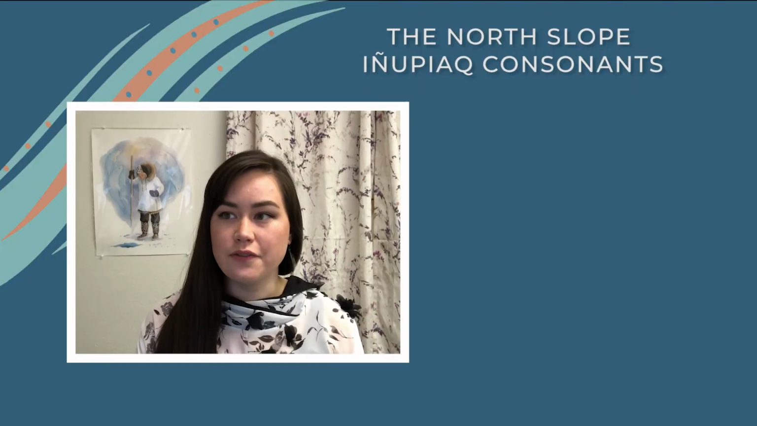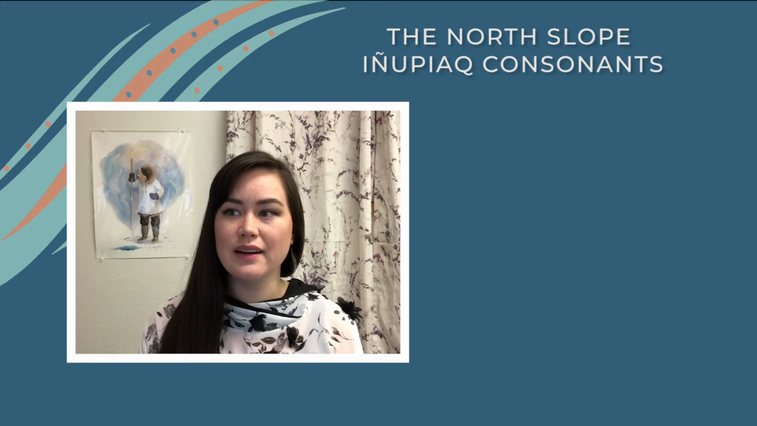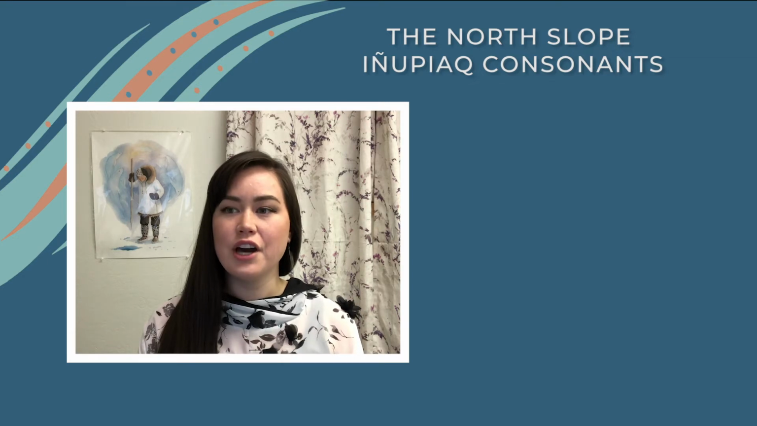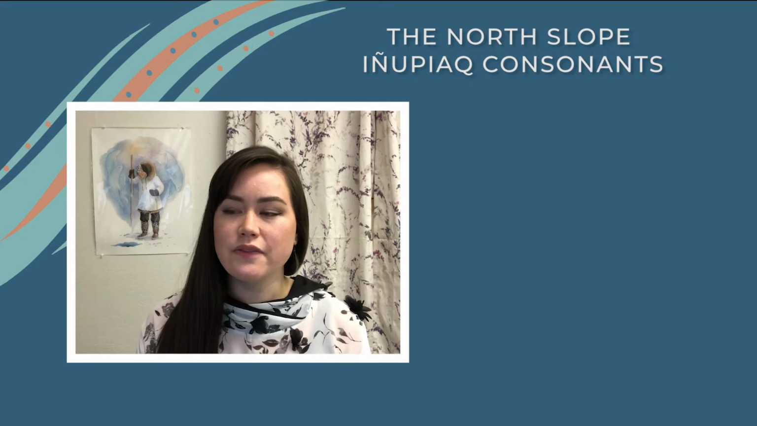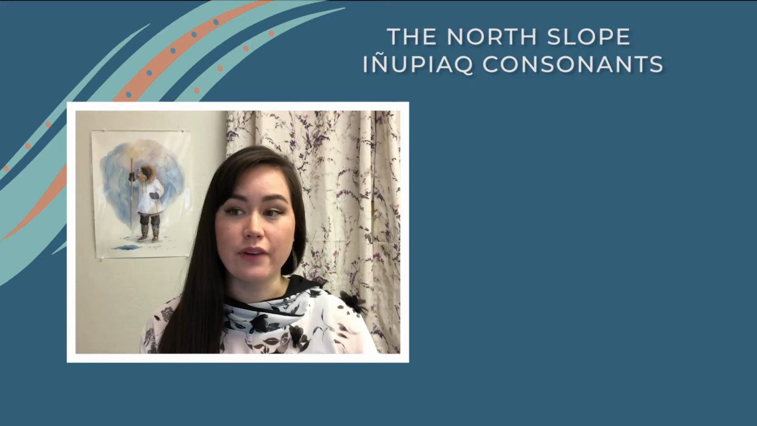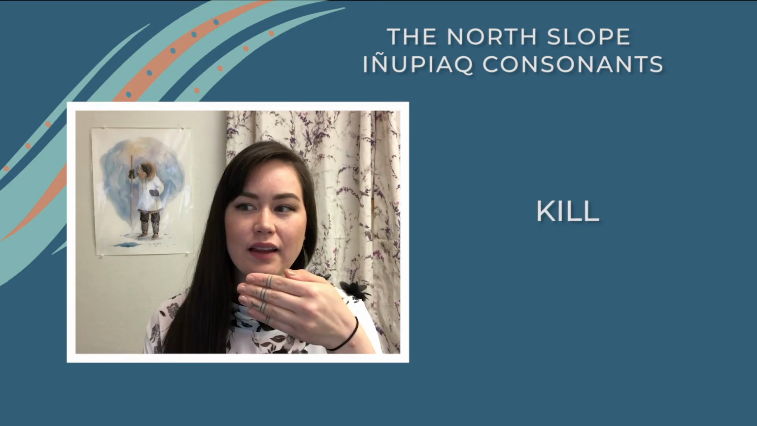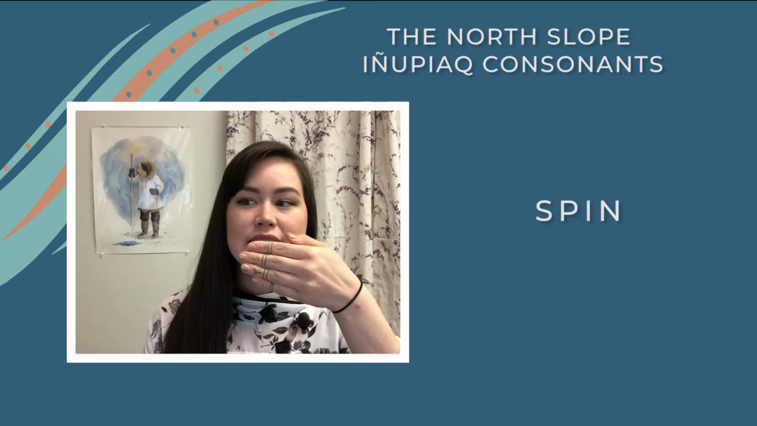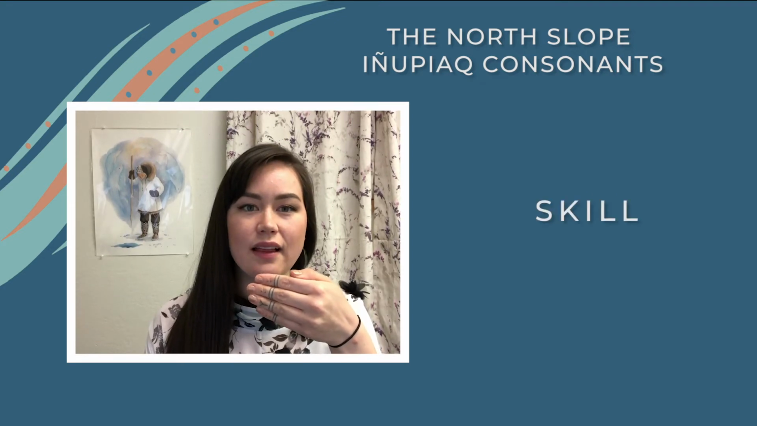The consonants in the first row of the consonant grid are voiceless stops. The Iñupiaq voiceless stops pa, ta, ka, and ka are not aspirated as they often are in English. Pronounce the following English words while holding your hand in front of your mouth. Pin, top, kill. Now say spin, stop, and skill.